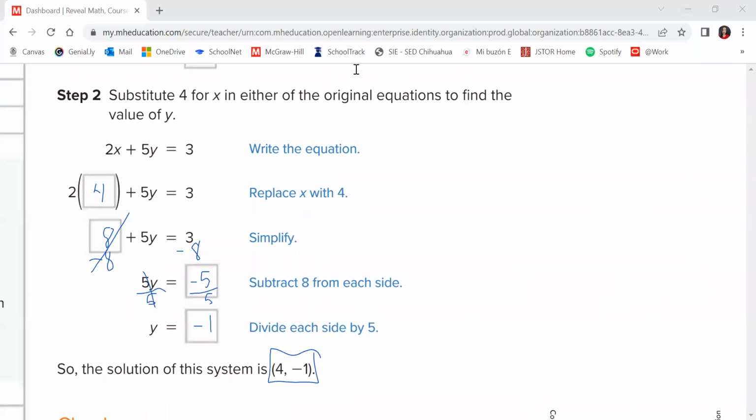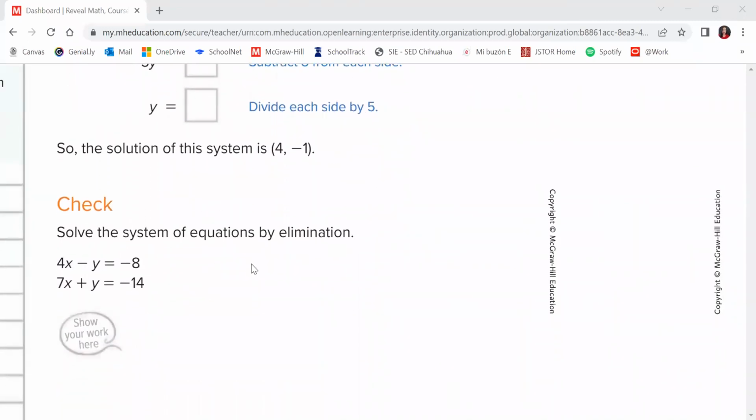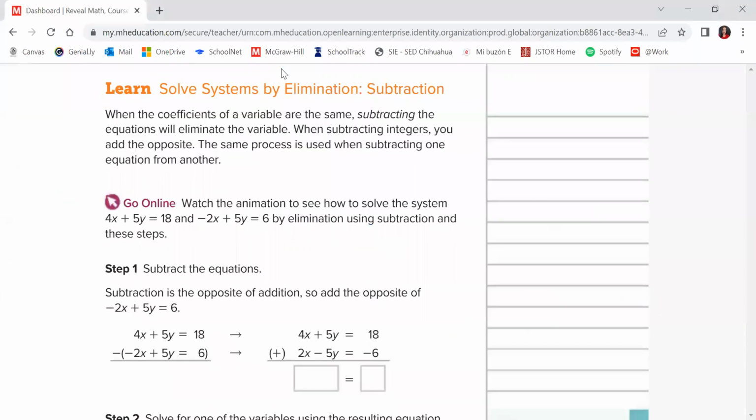All right, so it's time for you to do the check. Go ahead and do it by yourself. This check right here, go ahead and pause the video and do it by yourself, all right? All right, you have already solved the check.